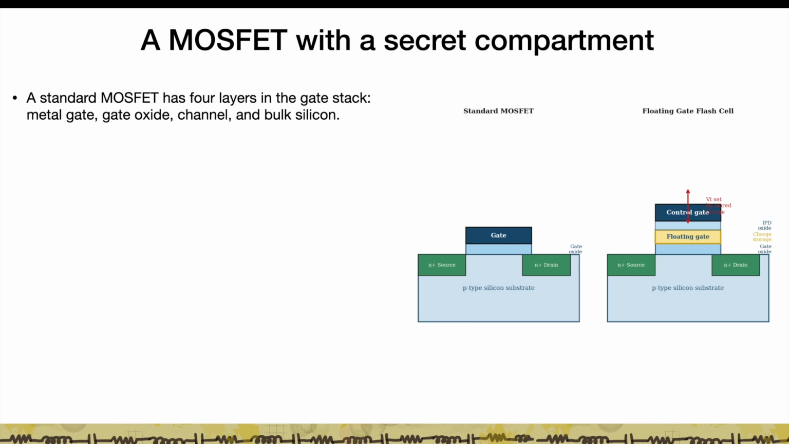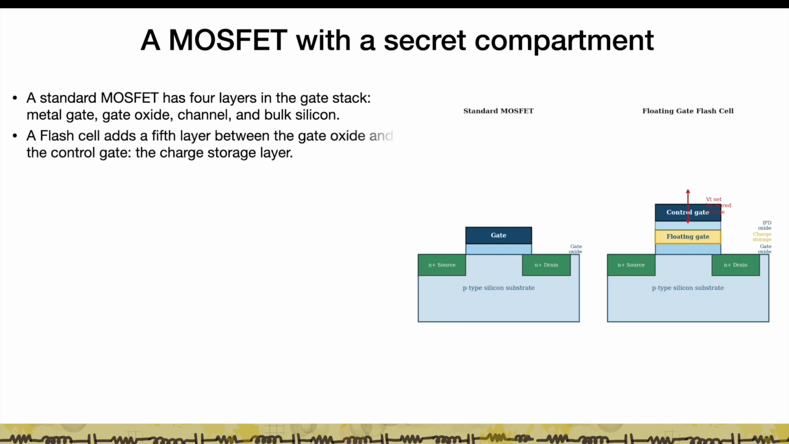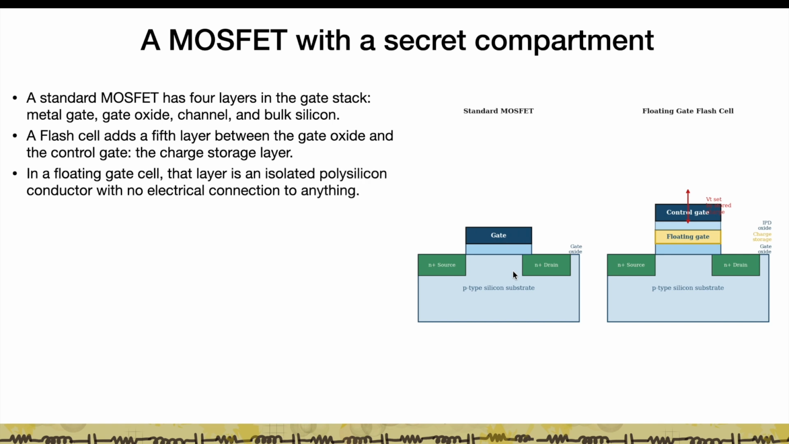A flash cell adds one more layer between the gate oxide and the control gate above it. That extra layer is the charge storage node, and the charge is stored in that node as the data. Now, this left panel shows the standard MOSFET. Gate at the top, gate oxide in light blue below it, N-type source and drain regions on either side of the channel, P-type substrate. Nothing unusual, you recognize this.